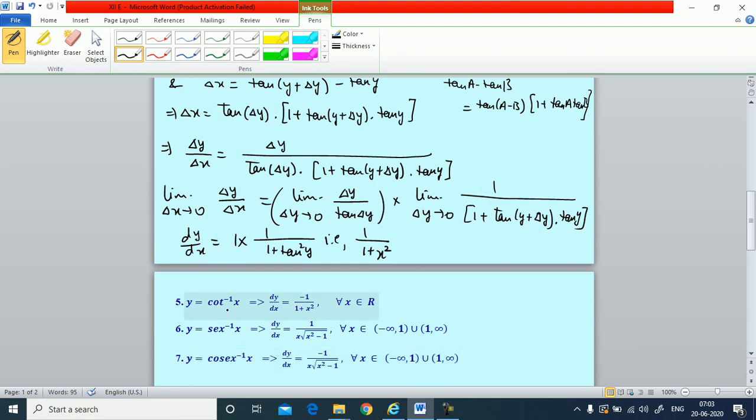You will find every inverse trigonometric function which starts with c, like cos inverse x, cot inverse x, cosec inverse x, their derivatives are the negative of the other function. Like cos inverse x has derivative negative of the derivative of sine inverse x. Cot inverse x is having derivative which is minus of the derivative of tan inverse x. Cosec inverse x is having derivative which is minus of the derivative of sec inverse x.